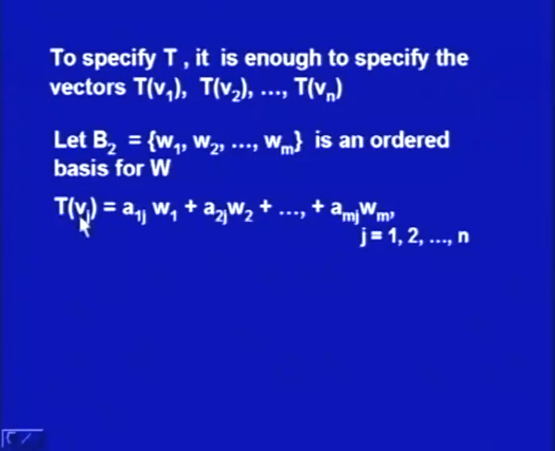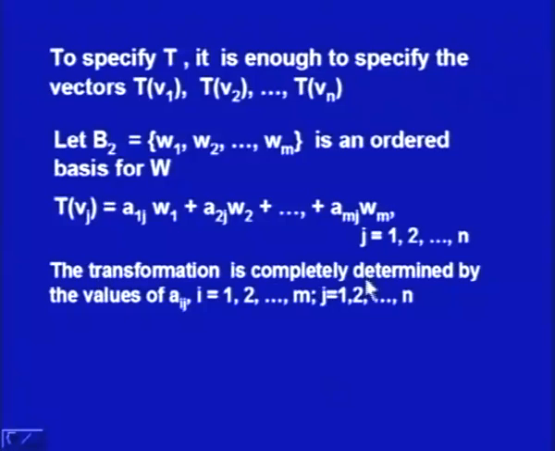Then any vector Vj in the basis B1, T of Vj is equal to A1j W1 plus A2j W2 plus up to Amj Wm. What I am trying to do here is express TVj in terms of the basis vectors W1, W2, Wm. These are the scalars. So TVj is equal to this for all j equal to 1 to n.